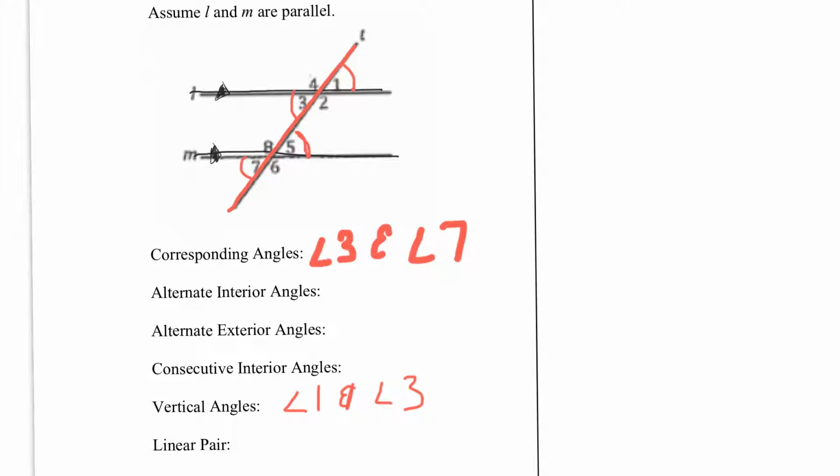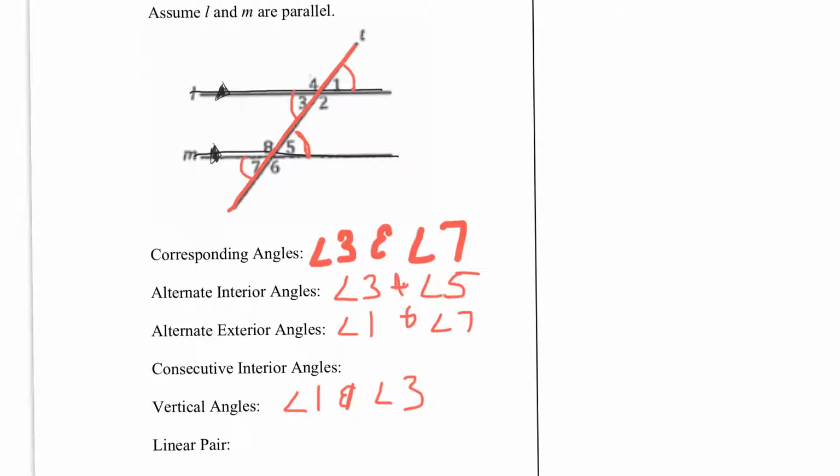Alternate interior angles, that would be like angles 3 and 5. They alternate from one side of the transversal to the other. And let me write down that pair. Angles 3 and 5. Alternate exterior angles would be like angles 4 and 6. Angles 1 and 7. They alternate from one side of the transversal to the other. So that's 1 and angle 7.